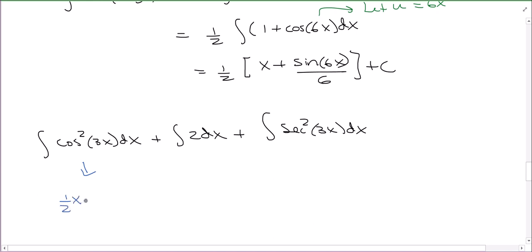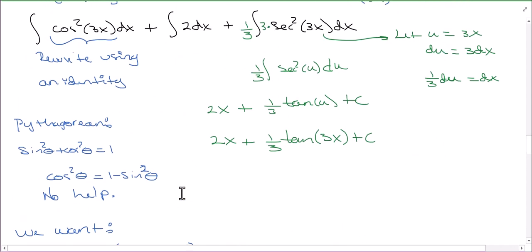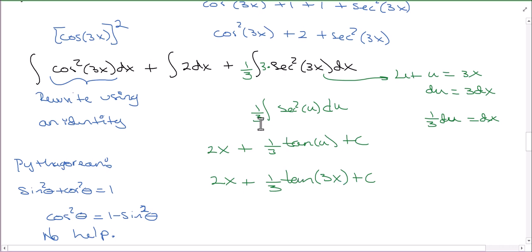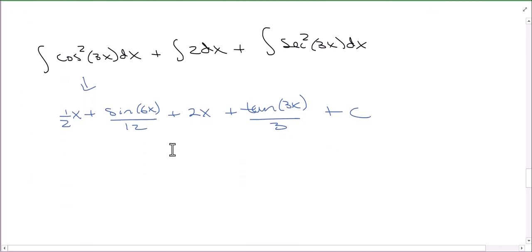So it'll be 1/2 x plus sine of 6x over 12, right? If I distribute that 1/2 in, plus the integral of 2, which we got 2x, plus the integral of secant squared of 3x, we got tangent of 3x over 3, and then plus a constant. So this will be our final answer. We had done the other two up here, so now I'm just combining it now that we know how to integrate cosine squared.